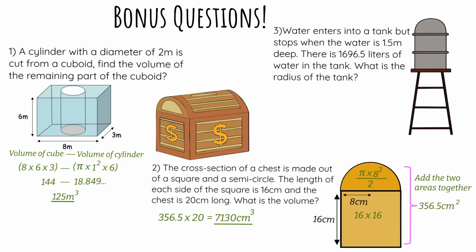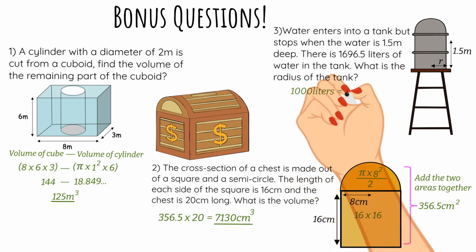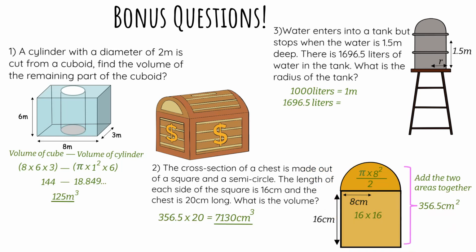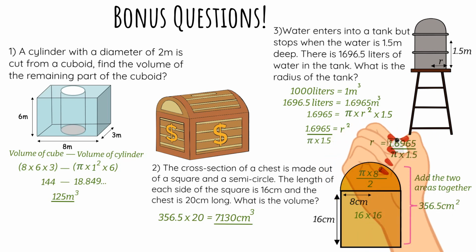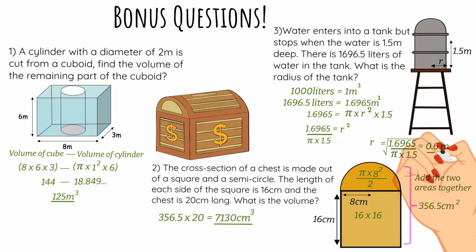So the final question of the tutorial. That tank is a cylinder type shape, so label 1.5 meters as the height and the radius we don't know, we need to find. So we know how many liters are in the tank, so we can use a conversion to find the volume in meters cubed of that tank. And we know that the volume is equal to pi times the radius squared times the length. Now I just need to rearrange that to make r the subject. So first I'm going to divide both sides by pi times 1.5. And that leaves me with r squared, but I don't want r squared, I want r, so I'm going to square root. And I get 0.6 meters.